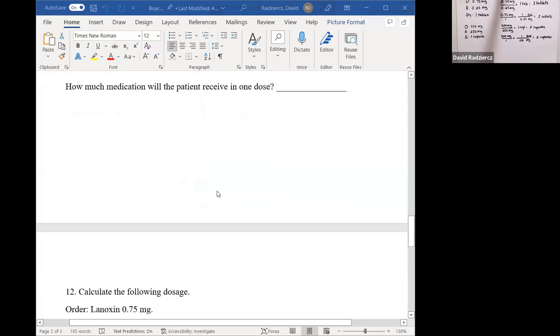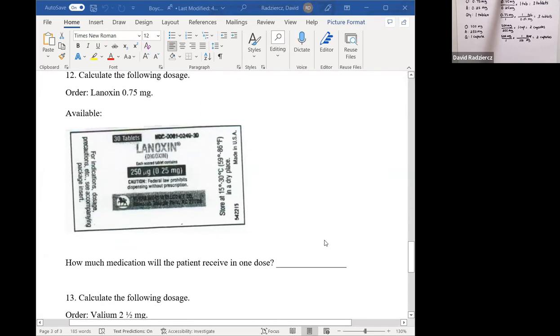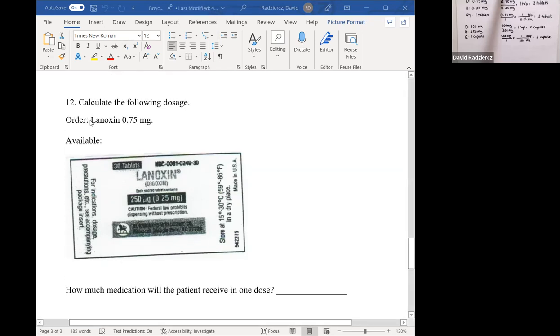All right, let's go to the next one. Lanoxin, and the generic is digoxin. It says the order is 0.75 milligrams. You have in the entire bottle 30 tablets. It doesn't say PO or BID or anything like that, but by process of elimination and rationalization, we can look at it and say, okay, it's tablets. It doesn't say anything about suppositories. It's not an injectable. So we're going to assume that we're swallowing these.